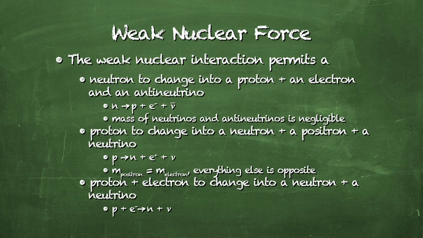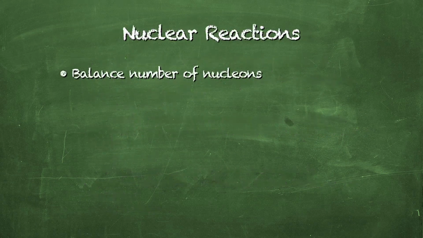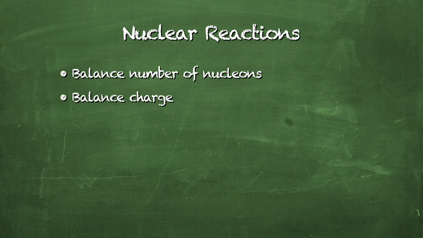So, what are our rules of nuclear reactions? In a nuclear reaction, we must balance the number of nucleons, nucleons being either protons or neutrons. So the number of protons and neutrons have to balance on either side. But a proton can change into a neutron or vice versa. That's allowed as long as we balance the total number of nucleons. We also have to balance the charge. Charge must balance even in nuclear reactions.